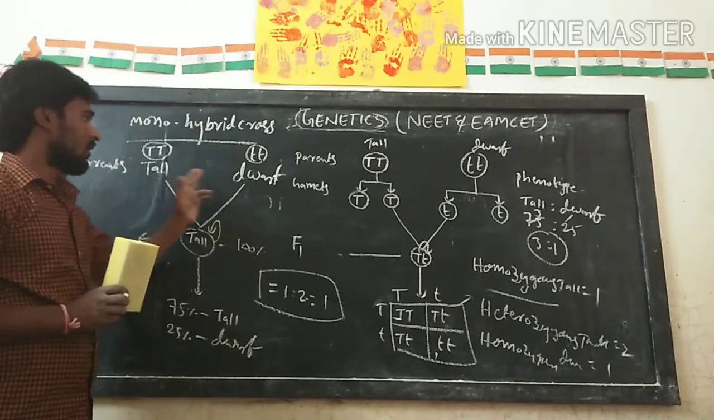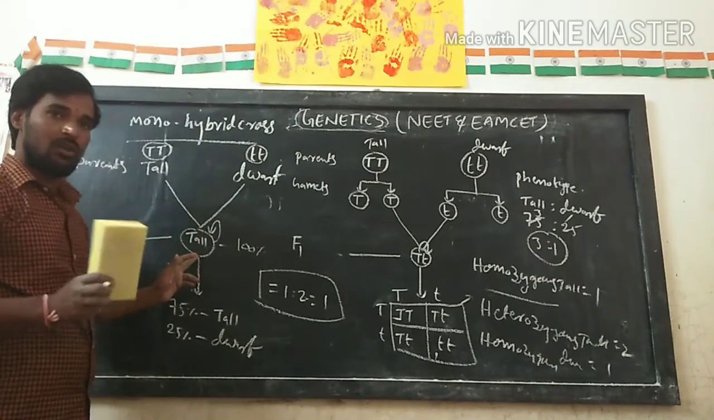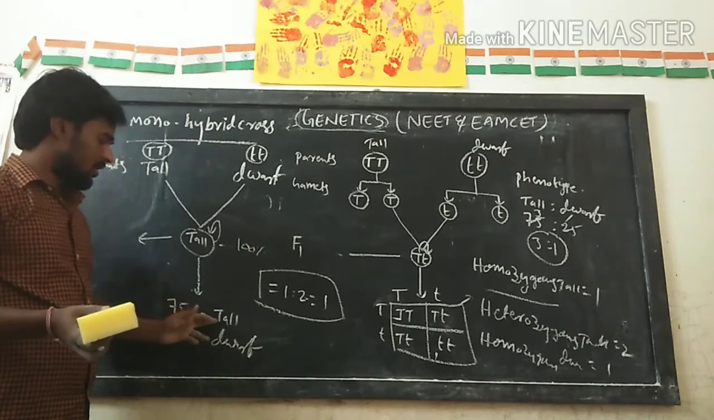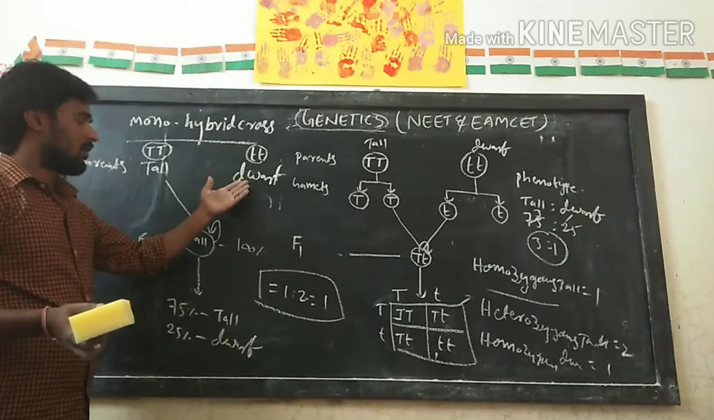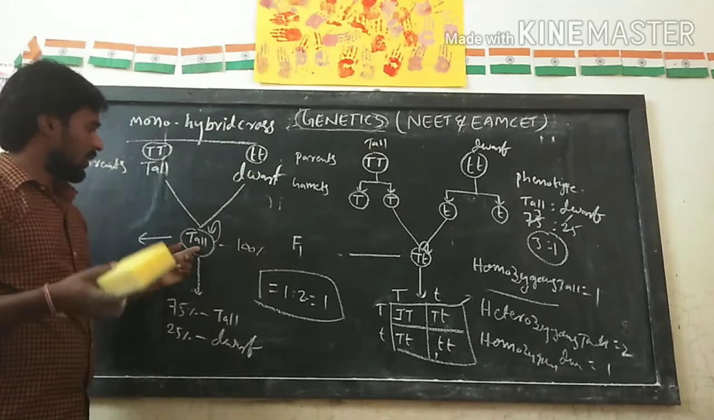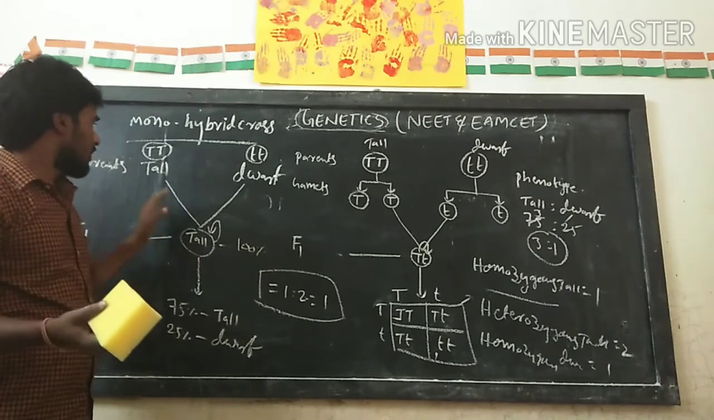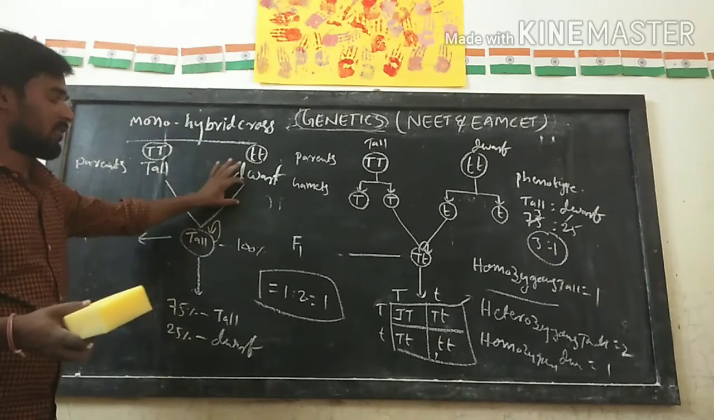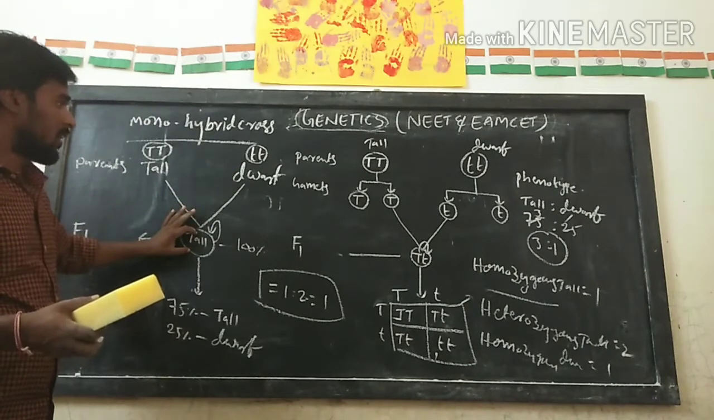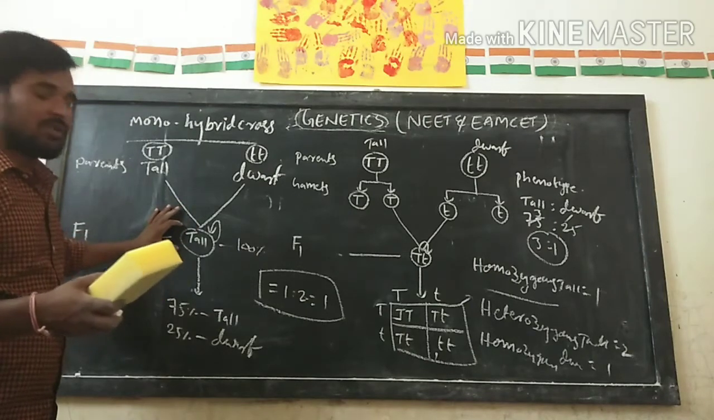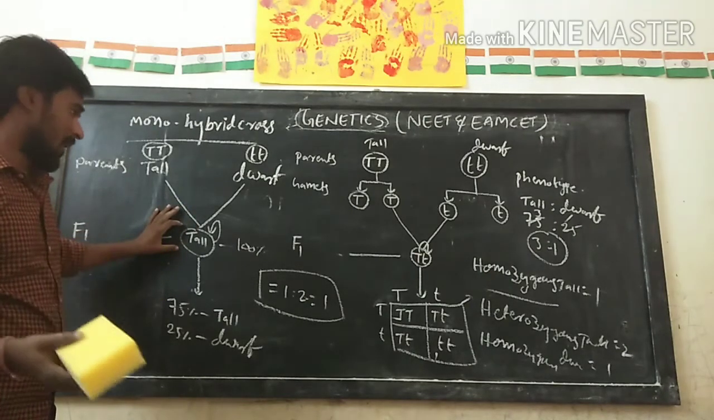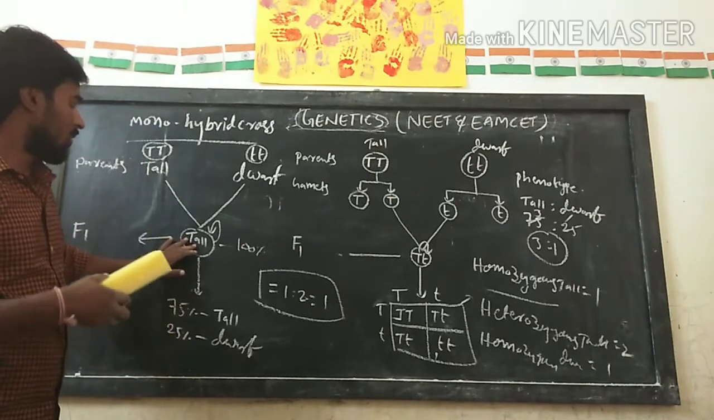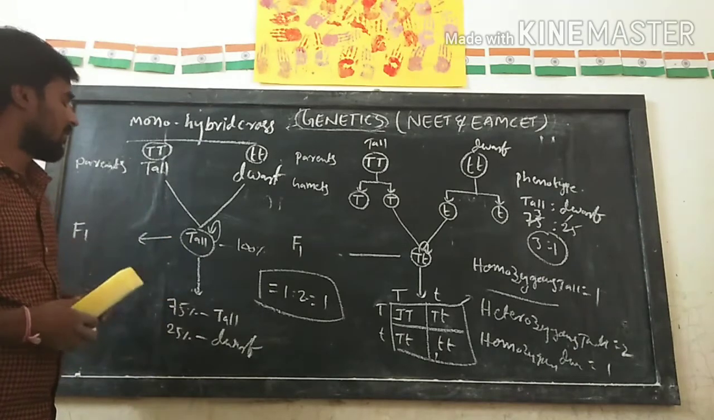Here, the parents are tall and here dwarf. What is the F1 generation? Tall. Here, the tall self-pollinates. What is the F2 generation? Tall and dwarf, whatever it may be. So in the F1 generation, tall may come or dwarf may come, whatever it may be. That principle is called the law of dominance. Instead of tall and dwarf, the F1 generation does not produce a middle-sized plant. That is why the F1 generation contains all tall plants. That is why it is the law of dominance.